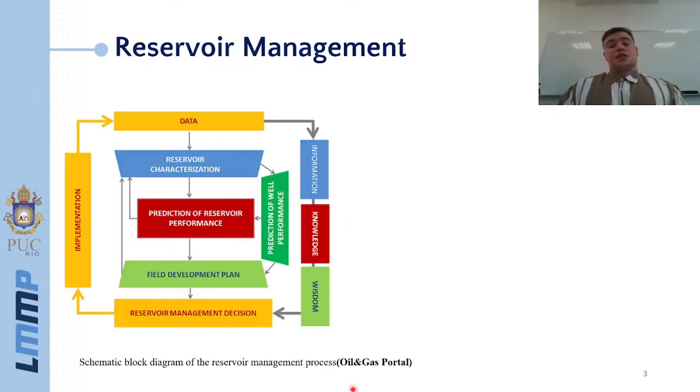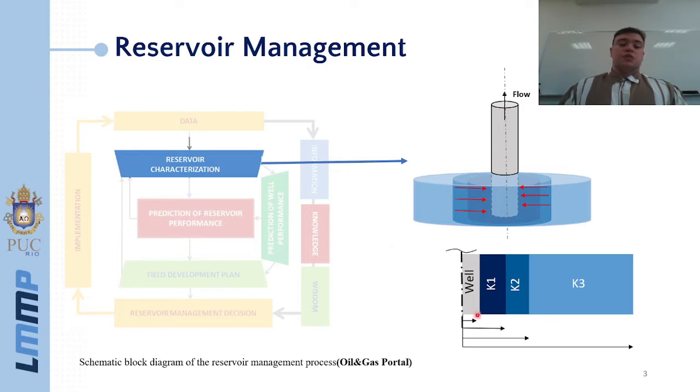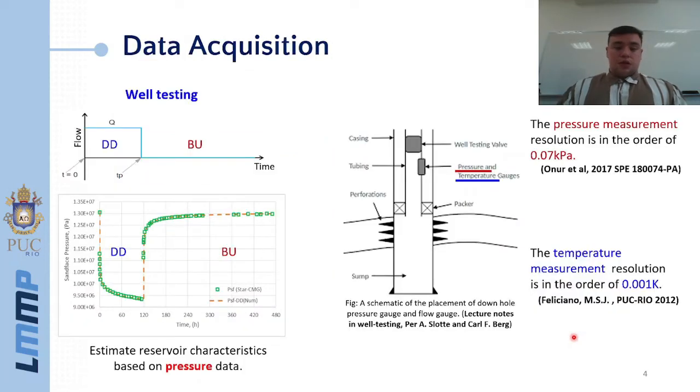The presentation starts with the contextualization of where our work fits in the oil and gas industry. This work belongs to the reservoir management area, which has many subdivisions, and our work is inside of the reservoir characterization. In summary, reservoir characterization means to estimate the reservoir properties such as the different permeability values and regions. To make the characterization possible, some data is necessary.